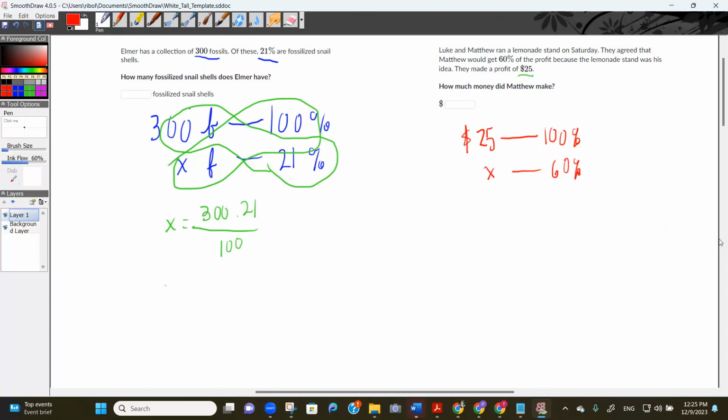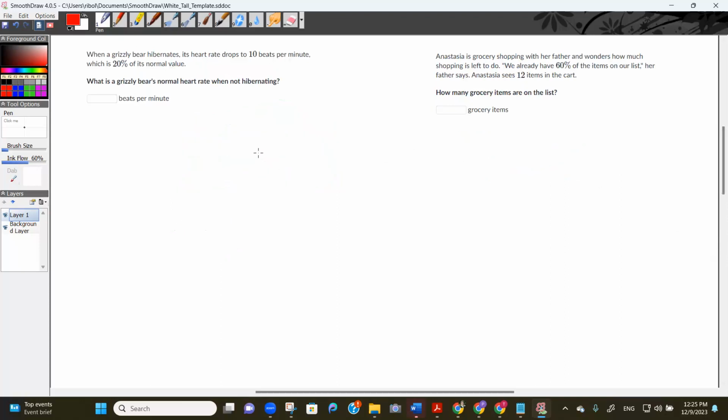Let's take a look at a different type of problem, still dealing with percentages. Here we have: when a grizzly bear hibernates, its heart rate drops to 10 beats per minute, which is 20% of its normal value. Then the question is, what is the grizzly bear's normal heart rate when it's not hibernating?